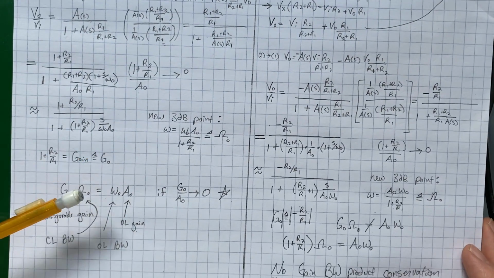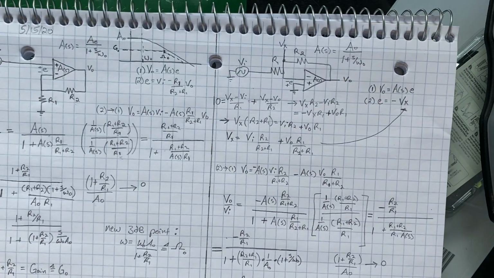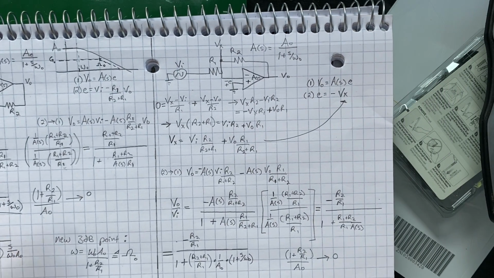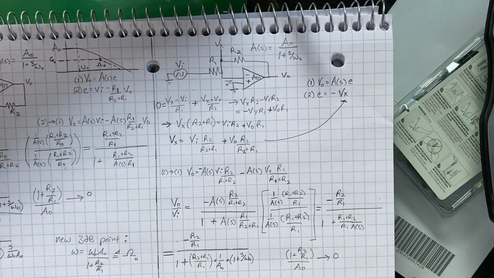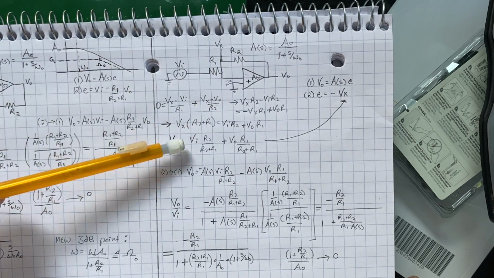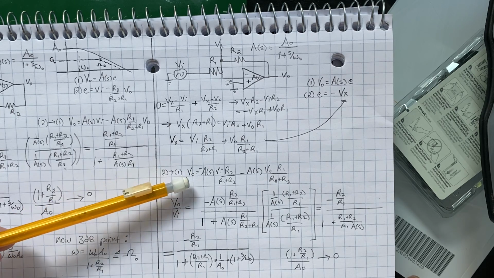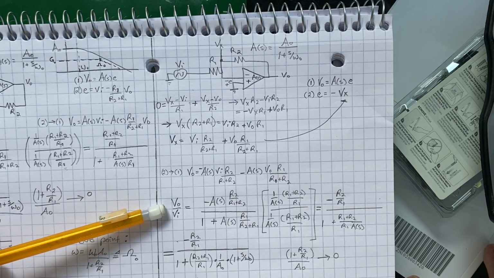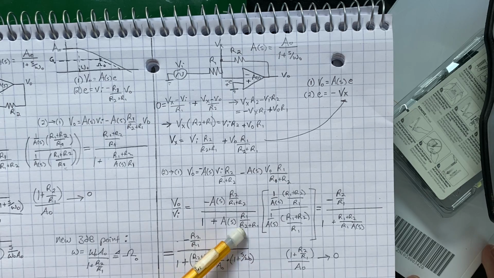But this relationship does not hold for the inverting op-amp configuration. So if we do the same analysis here with our two equations, V out equals A of S times E, you can use superposition or just node voltage to find what this inverting terminal voltage is. But we're left with this equation here. And again, if we just solve for the transfer function, multiplying to make the denominator look nice, we get this.